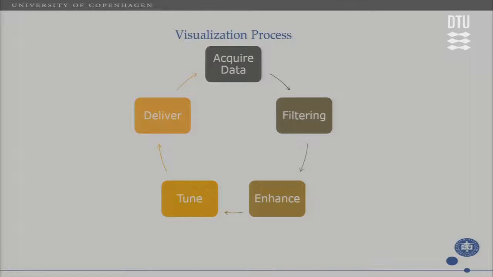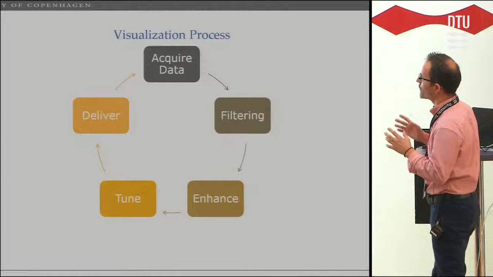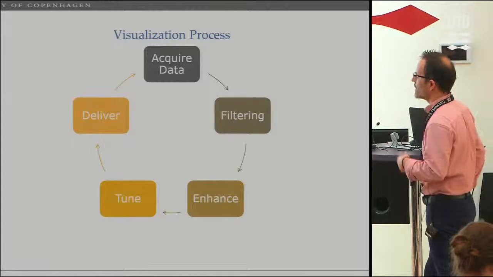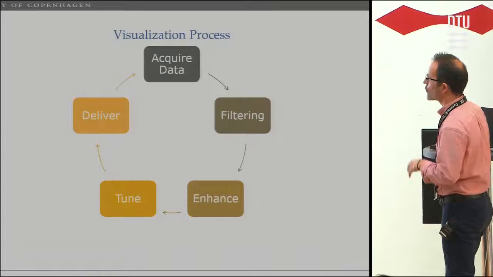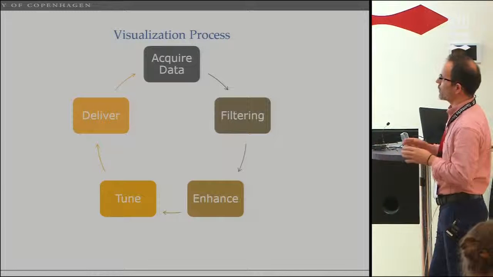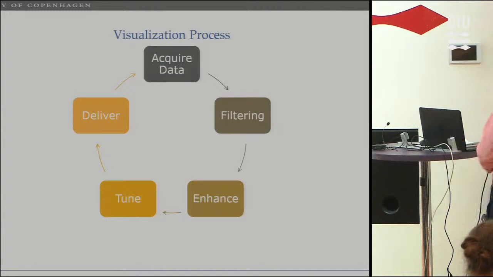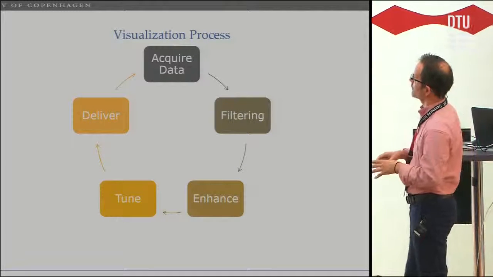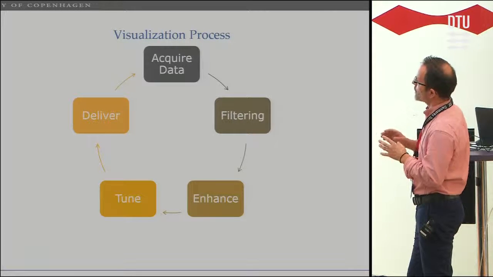The second step is filtering this data, so that only a certain amount goes on for further analysis. The third step is to enhance the data by grouping it, making different hierarchies or sorting it. The fourth step is to tune the data, making a process for a specific period of time, like a month, a week, a year, and so on. And finally, the last step is delivering the data, showing the visualization that you have done. You can see that it is a circle.